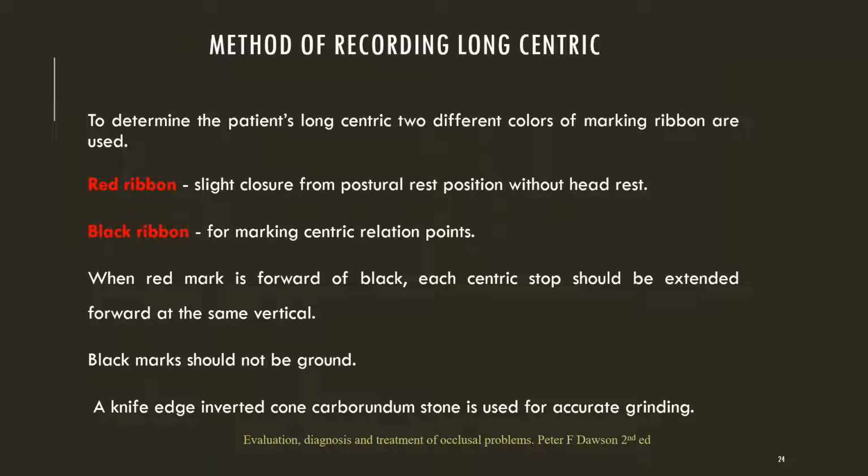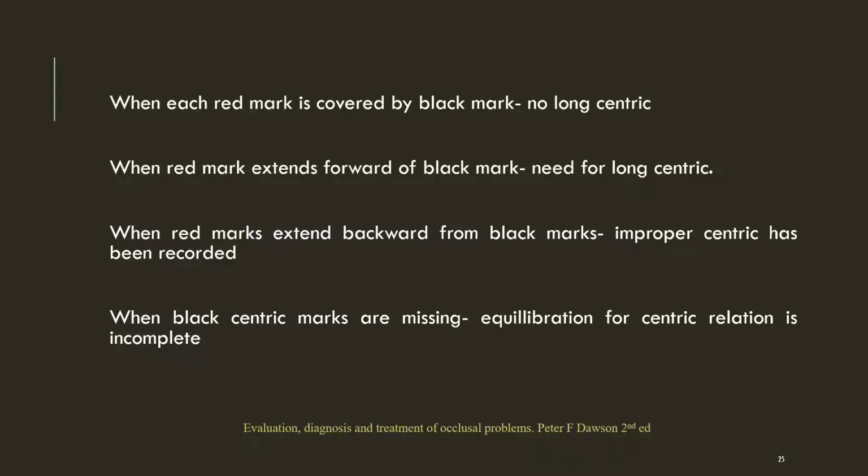So what are the methods of recording long centric? To determine if a patient has a long centric, two different colors of marking ribbons are used: the red and the black. The black ribbon is used for marking the centric relation points, while the red ribbon is used for marking the slight closure from the postural rest position without the headrest. So when the red mark is ahead of the black mark, each centric stop should be extended forward at the same vertical level, whereas the centric relation mark should not be ground. For this, a knife edge inverted cone carborundum stone is used for accurate grinding.